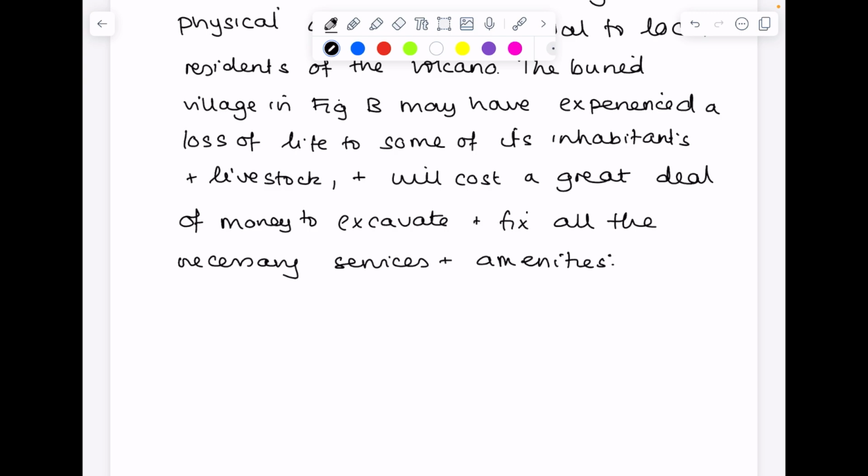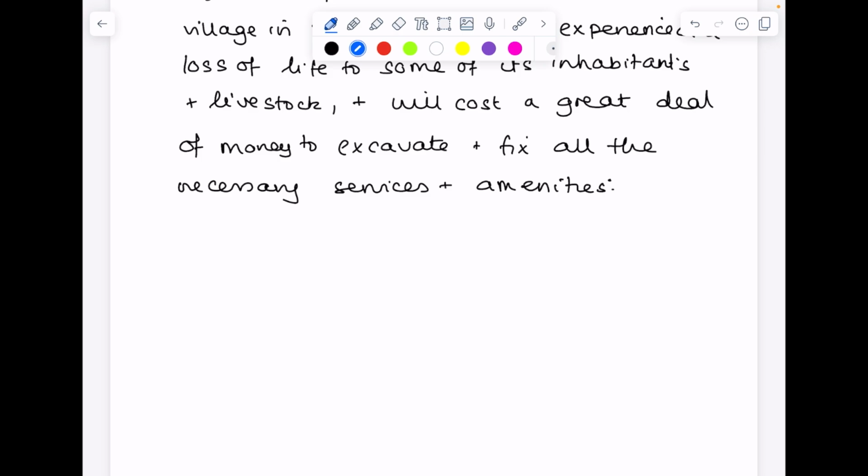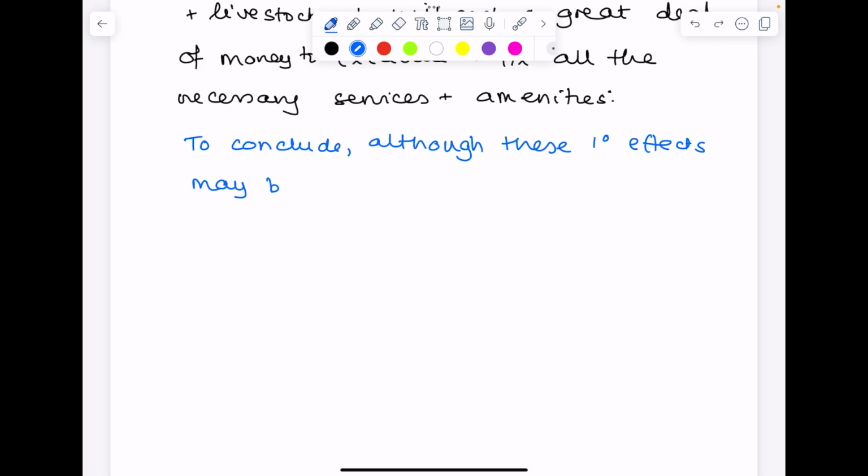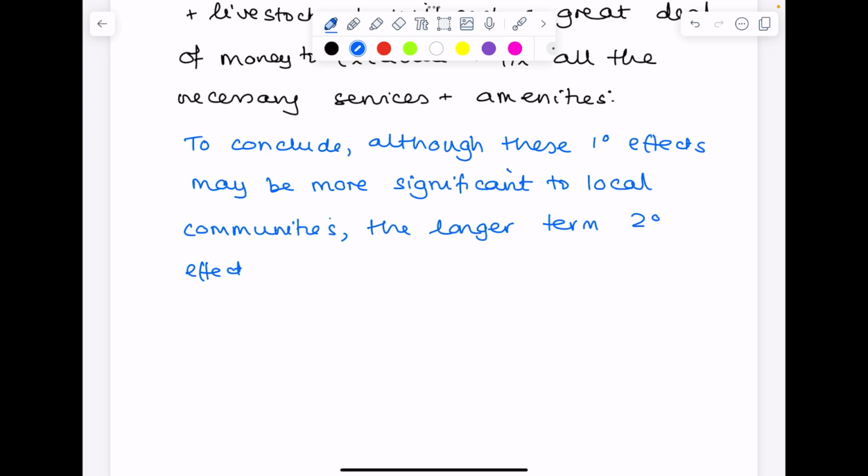And now I'm ready for my all-important conclusion, which personally I'm going to state here is that, however, although these effects may be more significant to the local communities, the longer-term secondary effects could continue to impact them for many more years to come. So it's quite a blunt statement, really. So to conclude, although these primary effects may be more significant to local communities, the longer-term secondary effects could continue to impact them for further years to come.